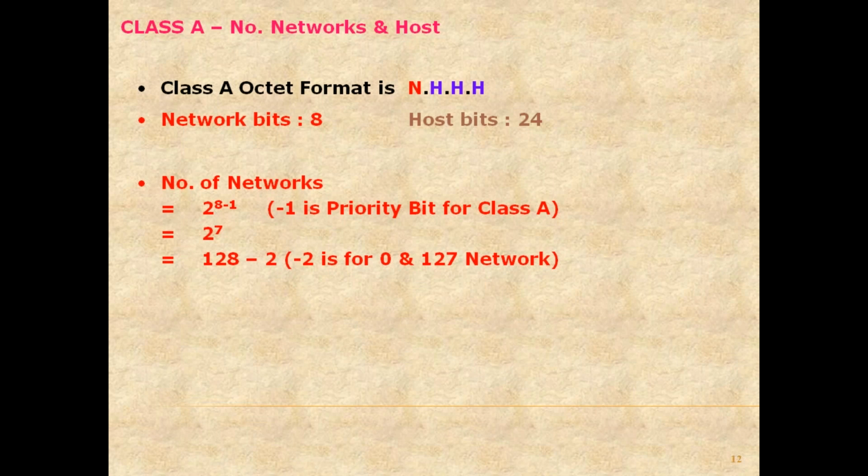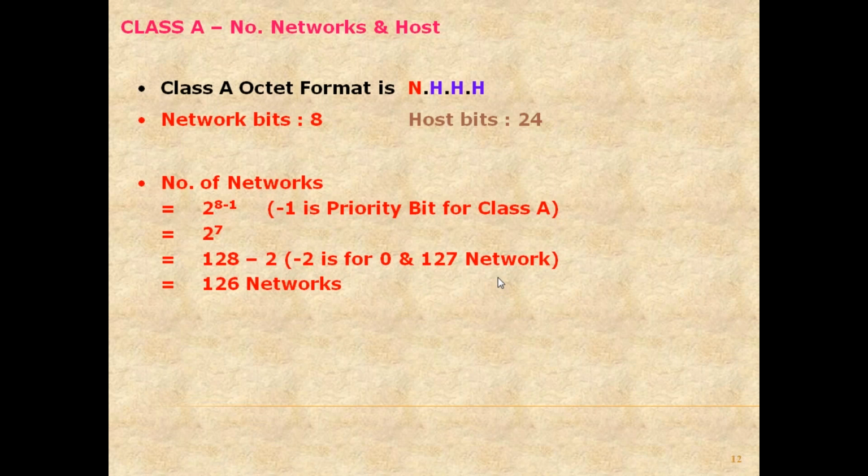Now class A range is 0 to 127. Like I said before, class A range is 0 to 127. That is 128 numbers in total, because 0 is also counted as a number. So in class A we got 128 numbers, but out of these 128 numbers we cannot use two numbers, right? 0 and 127.